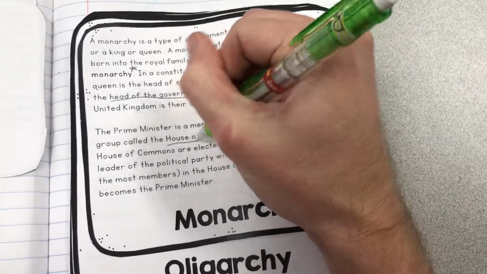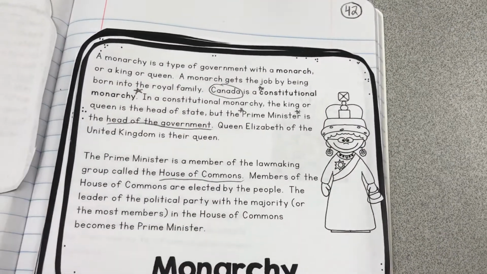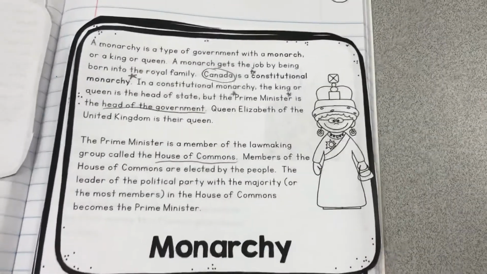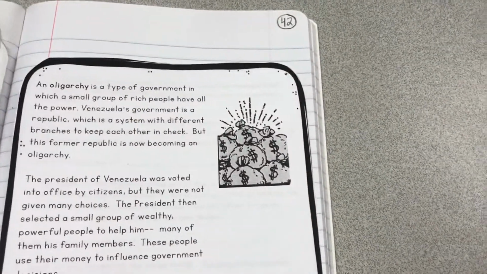And they also have a House of Commons, which is kind of similar to Parliament or the Congress or the Senate and those sorts of things. So that's a monarchy. You're doing absolutely splendid. All right, last one, an oligarchy.